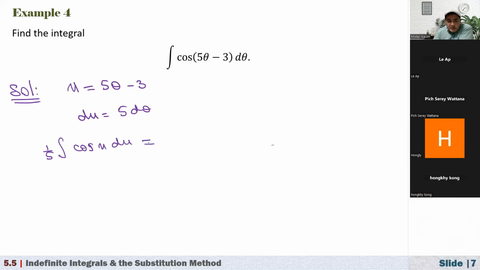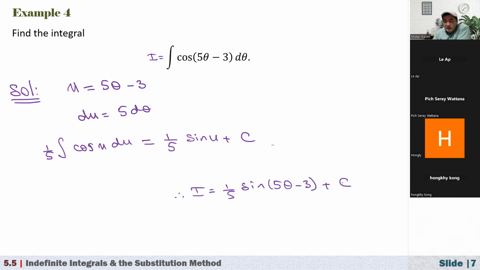So this thing is equal to 1 over 5 times what function's derivative is cosine of u? It is sine, right? It is sine of u. And here we have plus c. So the given integral, let's call it I, is equal to 1 over 5 times sine of u. What is u? u is 5 theta minus 3. And always we need to add a constant, right?